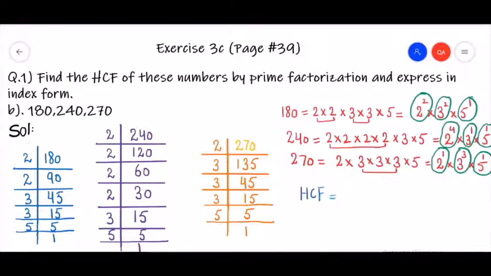As we know that HCF is the product of the common prime factors with their lowest index. So here we will select lowest index forms with base 2 as 2 raised to the power 1, with base 3, 3 raised to the power 1, and with base 5, 5 raised to the power 1, which is equal to 2 multiplied by 3 multiplied by 5. So 2 threes are 6 and 6 fives are 30. So 30 is the required HCF of given numbers.